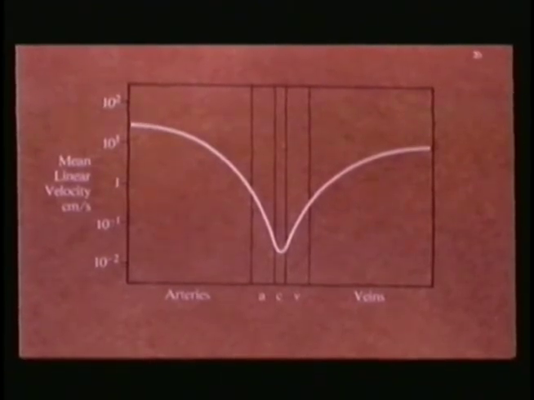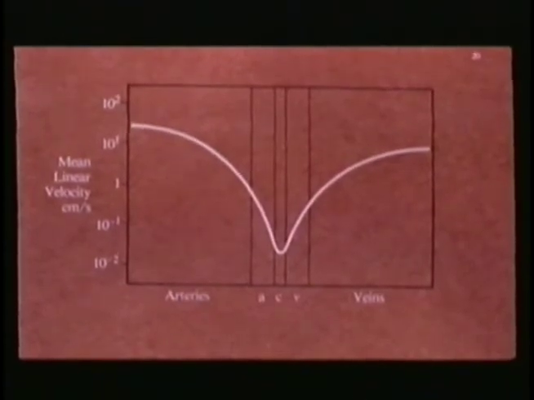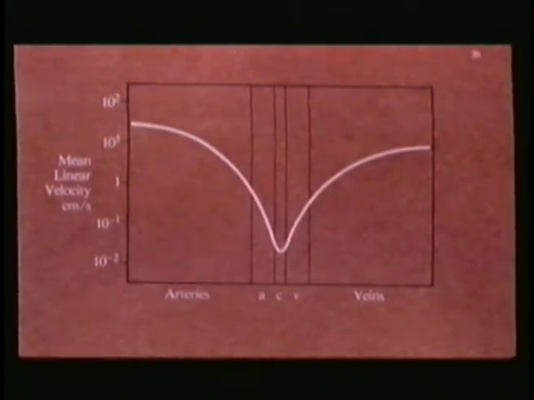Since the total cross-sectional area of veins is larger than that of corresponding arteries, the mean linear velocity in veins is slower than that in a corresponding generation of arteries.